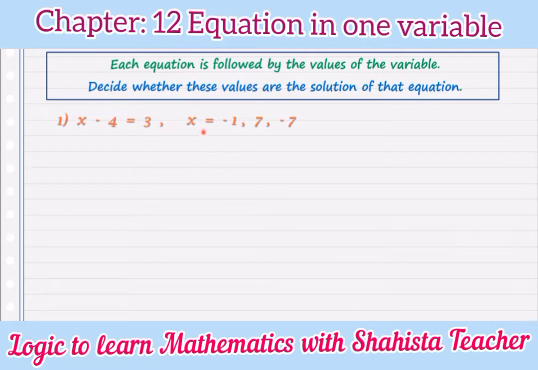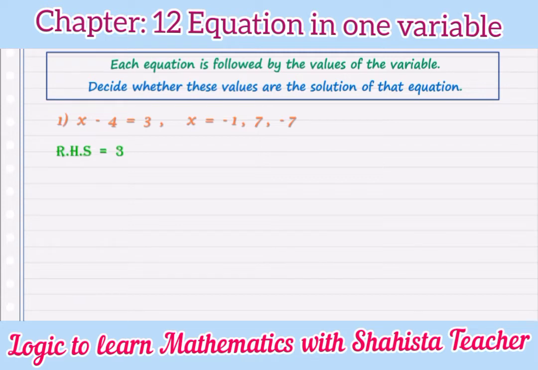Now here we have to consider the values of x: minus 1, 7 and minus 7. Instead of writing x, we will put minus 1, 7 and minus 7 one by one. First we will put minus 1 in the place of x. We have to check whether the left hand side is equal to the right hand side. Only if the left hand side and right hand side are equal is it a solution of the given equation. Otherwise it will not be called a solution. So let's put them one by one.